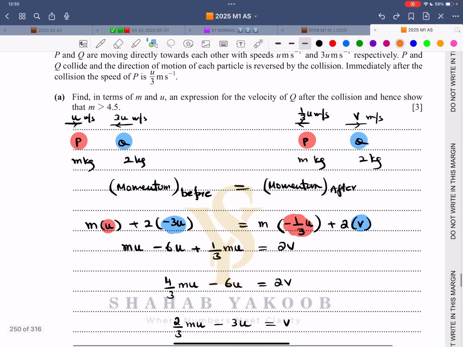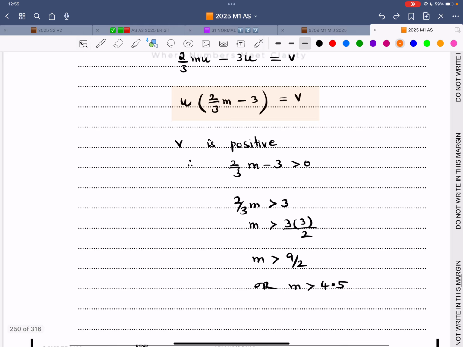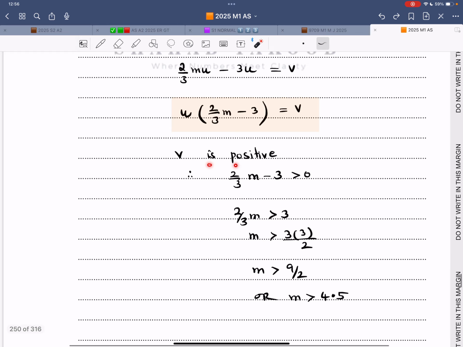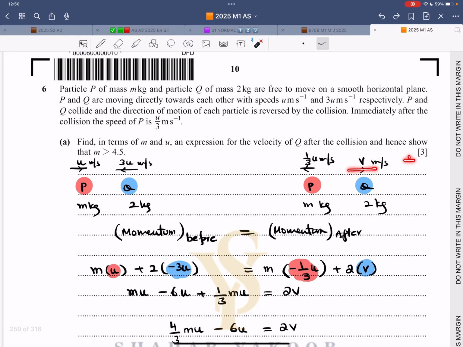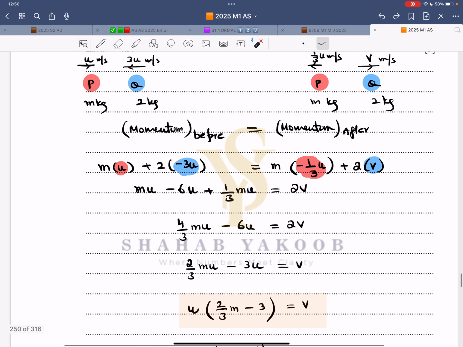Now it says, show that M is greater than 4.5. Why? We know that this velocity is positive because now it's moving in this direction. We are taking velocity to be positive, and it's moving, so of course it has to be positive. Therefore 2/3 m minus 3 is greater than 0, 2/3 m is greater than 3, therefore m is greater than 9 over 2 or 4.5. So this has to be a positive value. 2/3 m should be greater than 3. That is the logic. So very nice question again.